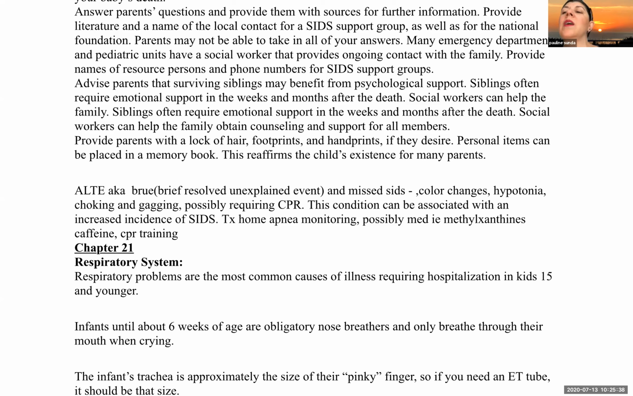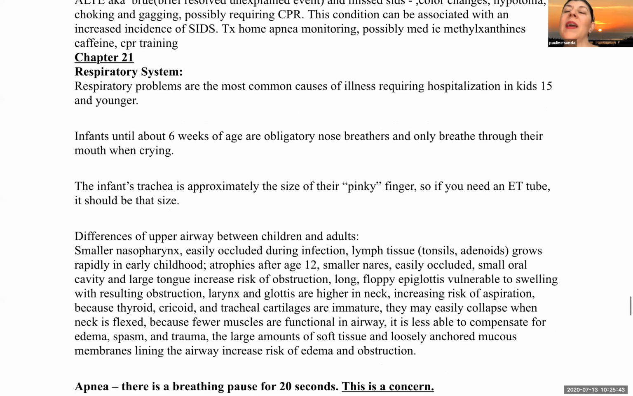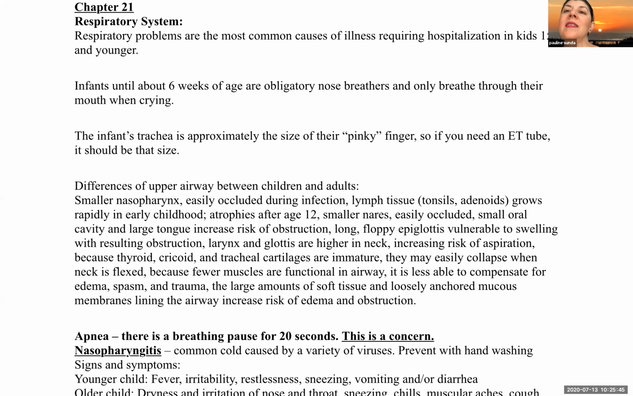Next, we're going to talk about the respiratory system and conditions we may see in children that have respiratory problems. So the respiratory system. Respiratory problems are the most common cause of illness requiring hospitalization in kids 15 years and younger. Until about 6 weeks, even up to 12 weeks of age, infants are obligatory nose breathers and they can only breathe through their nose. So they don't know that they can breathe through their mouth.